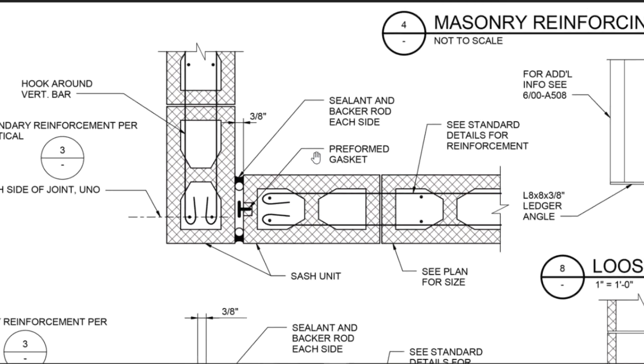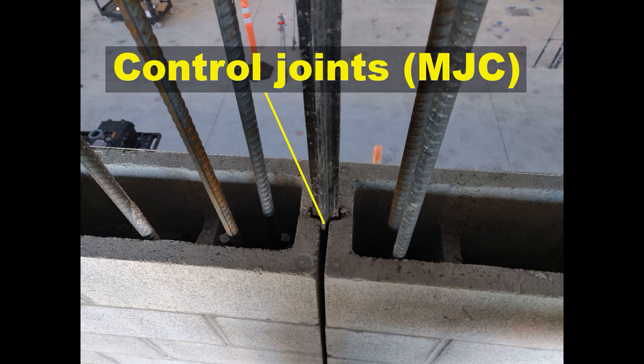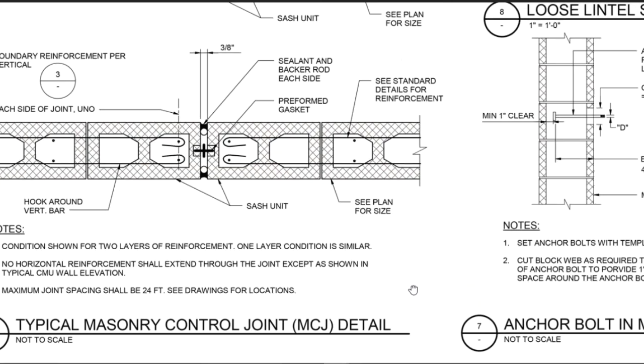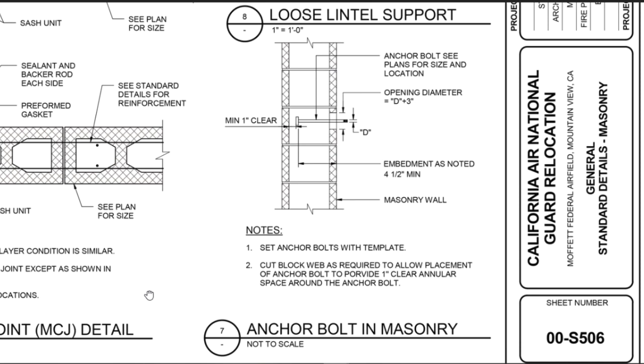Similar condition for control joint and wall corners. In the attached picture, you can see a control joint with installed gasket, terminated horizontal reinforcement and additional bar at end of the wall. Let's review detail 7 where we can find anchor bolt and masonry. An anchor bolt is used to attach steel angle which will support metal deck with concrete or holding CMU wall with structural steel. We will review a couple of details in this video.